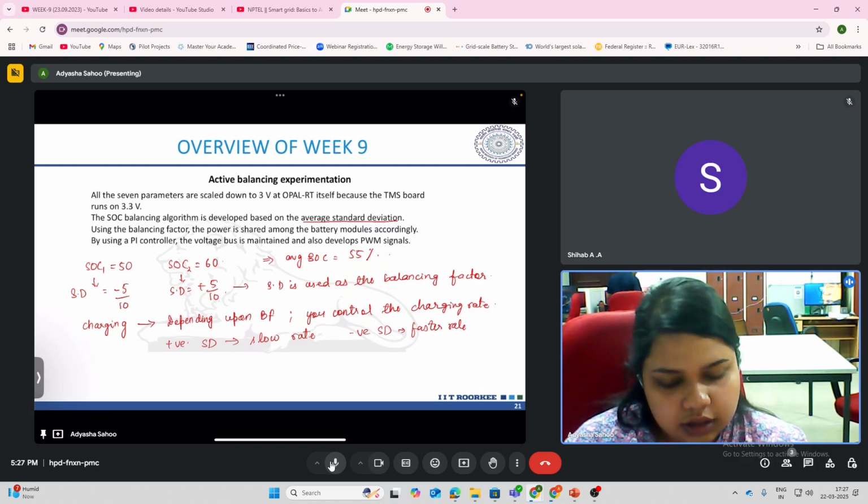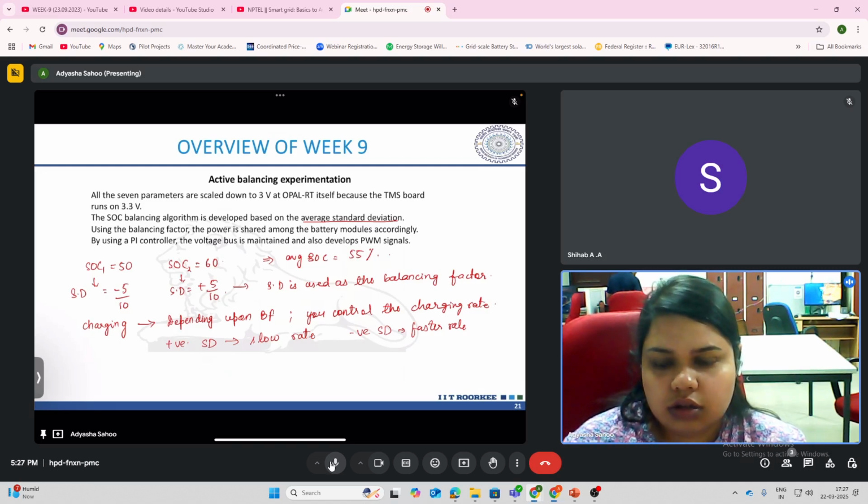So depending upon the standard deviation, basically we charge at a slower or a faster rate to achieve equal SOCs for all the cells.